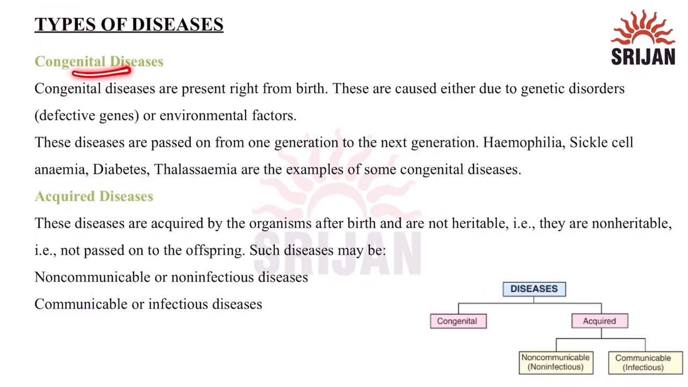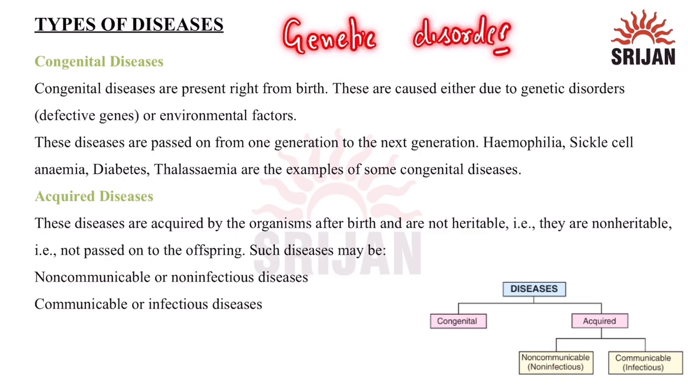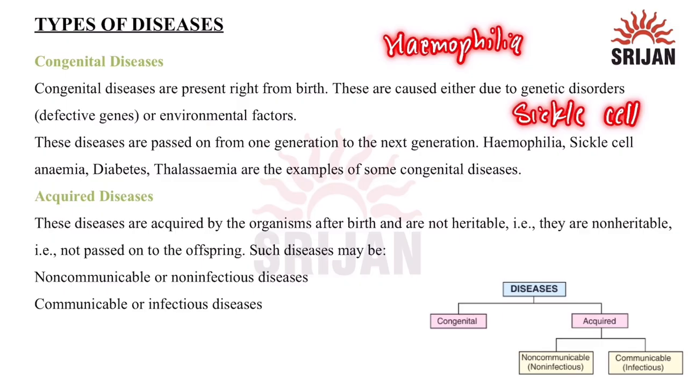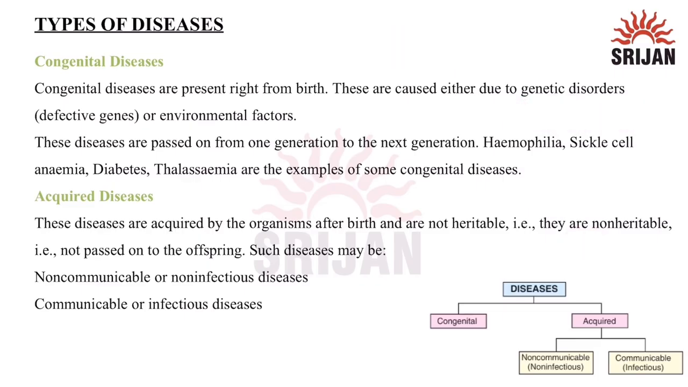Now, type of diseases. So, it can be a congenital disease, which means it is present right from the birth. Now, it can be a genetic disorder. Genetic disorder means that there is a problem in your genetic code. It means defective genes or environmental factors. Now, these diseases are passed from one to next generation, like hemophilia, like sickle cell anemia, like diabetes, like thalassemia, etc.